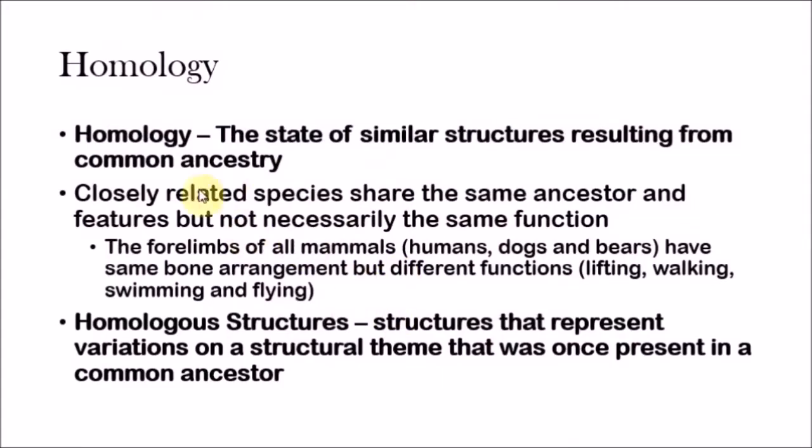So, closely related species sharing the same ancestor and having similar features, but these features not necessarily having the same function. Homologous structures are structures that represent variations on a structural theme that was once present in a common ancestor. So again, these forelimbs that we talked about here are examples of homologous structures.